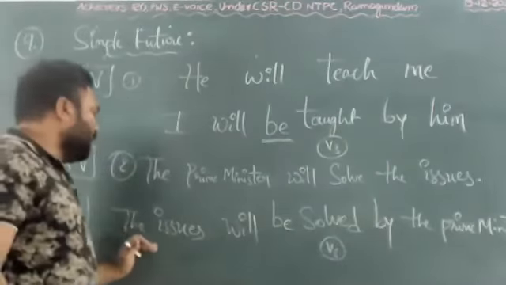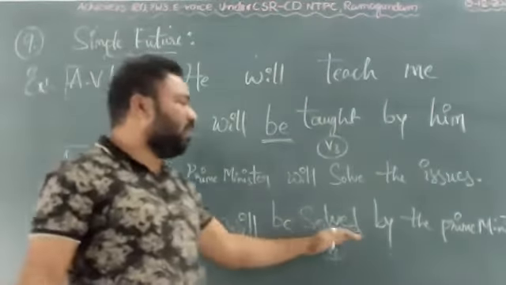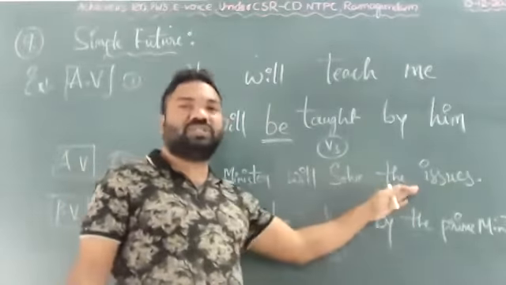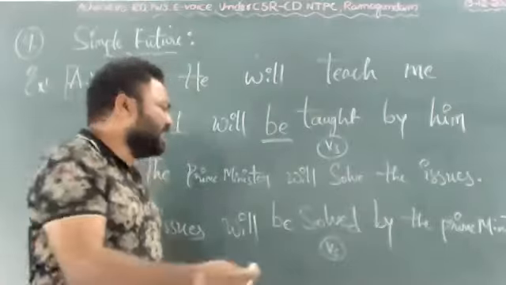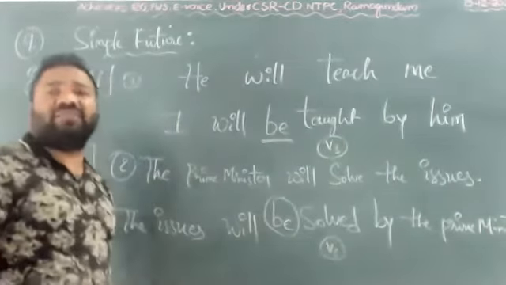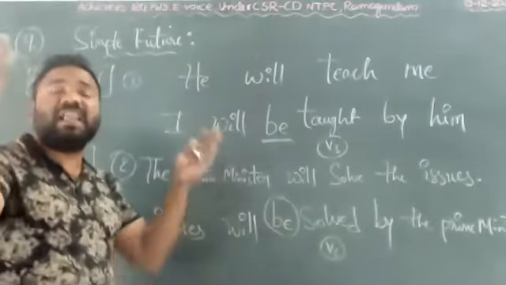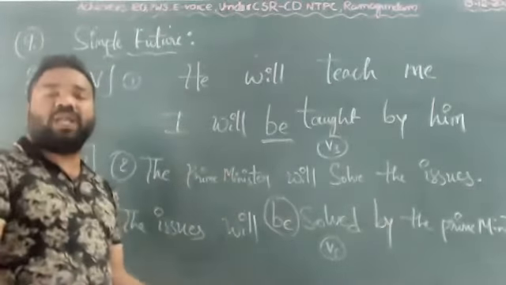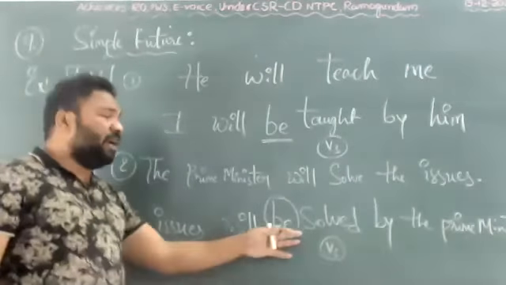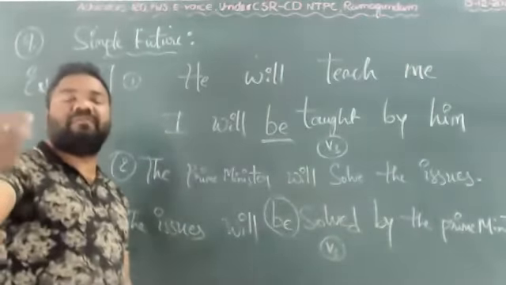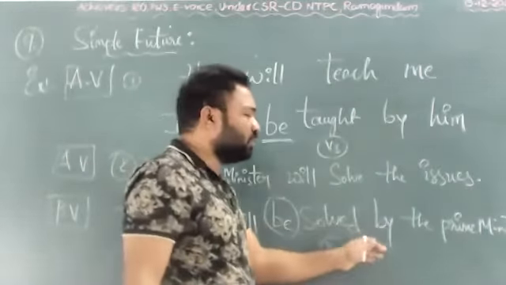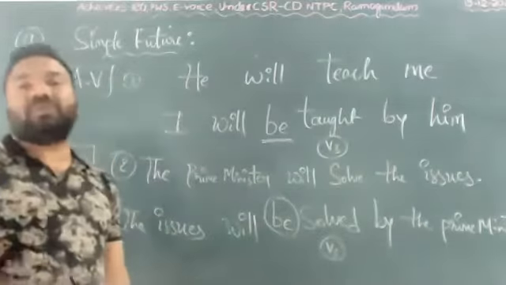converted to passive voice. The issues will be solved by the Prime Minister. The Prime Minister will solve the issues. The issues will be. I just added be here and I turned the verb form into V3, without which we cannot say this sentence exists in passive form. V3 is the only word by which we can say this is perfectly passive form. So V3 by additional support, and subject to object, object to subject.